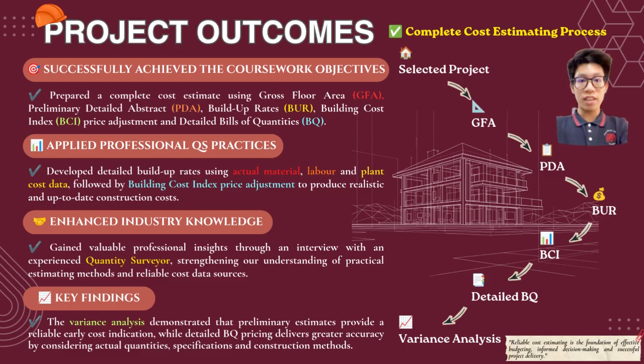So to conclude our presentation for today, this coursework has successfully demonstrated the complete cost estimating process for a proposed double-story detached house, from preliminary estimating through the detailed bill of quantity tender pricing. Throughout the project, we applied key quantity surveying techniques including gross floor area (GFA) measurement, preliminary detail abstract (PDA), build-up rate (BUR) development, and building cost index price adjustment and detailed bill of quantities pricing, using actual project information and industry cost data.